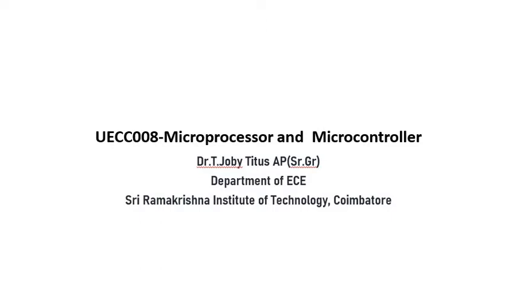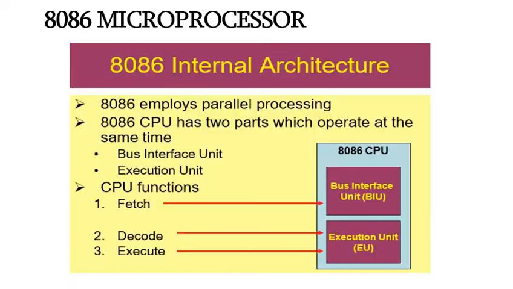So 8086 microprocessor can perform 16-bit data operations. To access any data from the memory, it requires a 20-bit address. 8086 has the capacity of parallel processing. So the 8086 microprocessor architecture can be divided into two parts: bus interface unit and execution unit. It is a 40-pin IC.